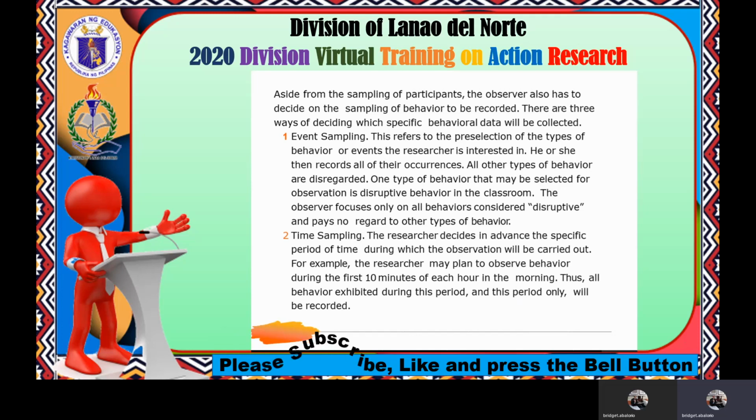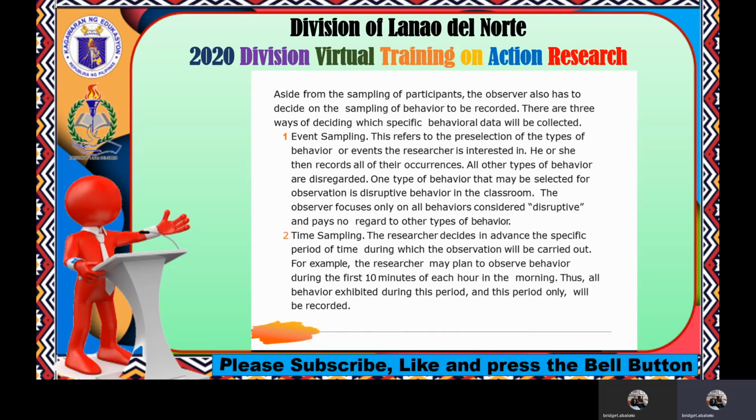One type of behavior that may be selected for observation is disruptive behavior in the classroom. Bunog na kaining disruptive behavior pero hangtod karon naa pa jud gihapon. The observer focuses only on all the behaviors considered disruptive and pays no regard to other types of behavior. Kung lahi na pod na behavior, bahala pang negative, dili na gyud nato siya i-lista. But all those behaviors that you are only interested in, kana ang imong ipang lista, ipang record.